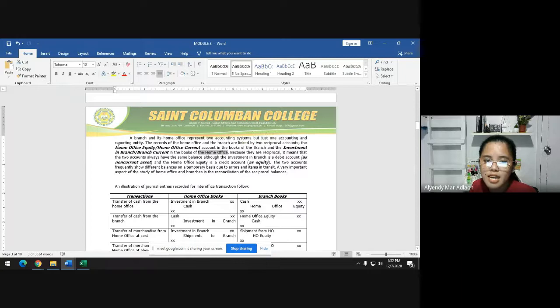On the part of the branch, in its shareholders' or owner's equity, we will see home office equity. On the part of the home office, in its assets, we will see investment in branch. It can also be called home office current or branch current. Because they are reciprocal, it means that the two accounts always have the same balance. Okay, they should be balanced all the time. Although the investment in branch is a debit account as a non-current asset, and the home office equity is a credit account as an equity.